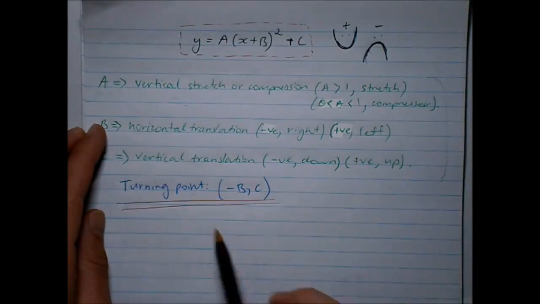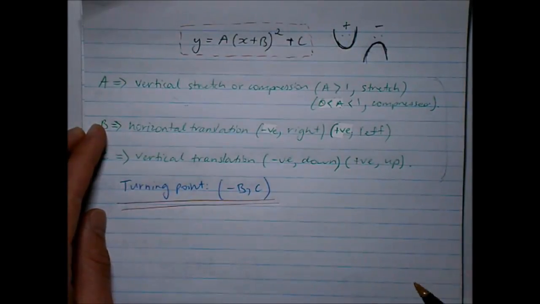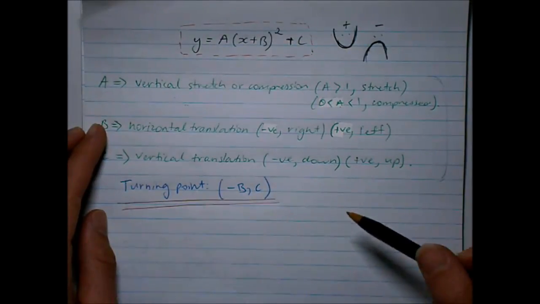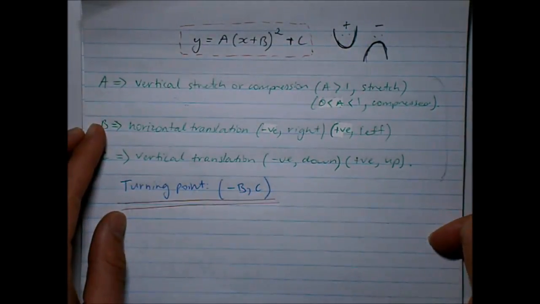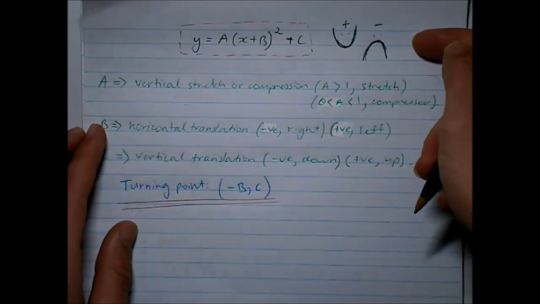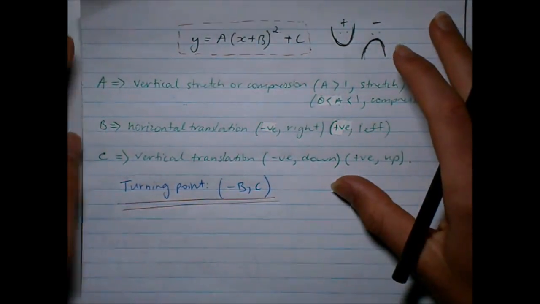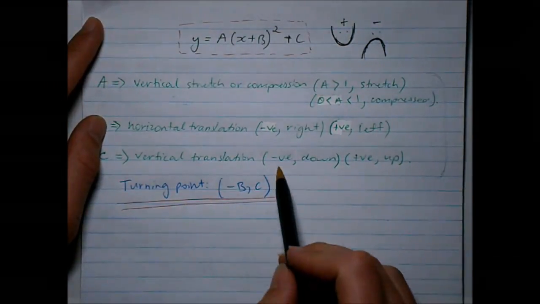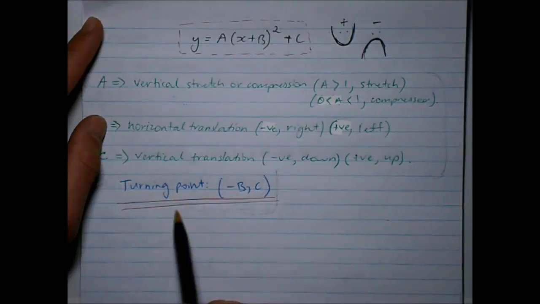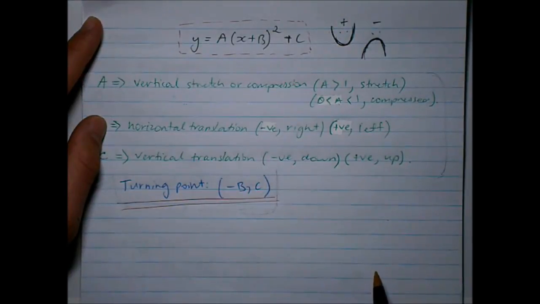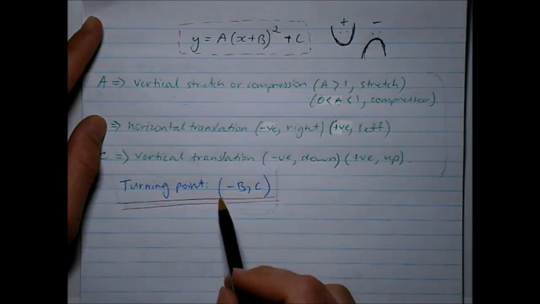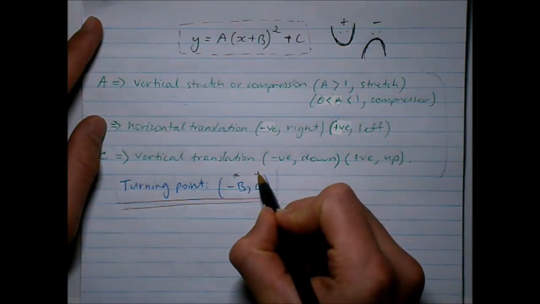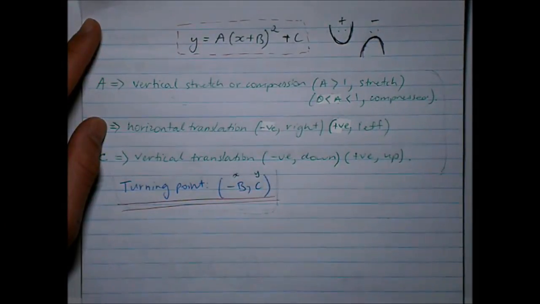Thirdly, c is our vertical translation, and that tells us how far up or down the graph we're going to move. If c is negative, we'll move the graph down, but if it's positive, we'll move it upwards. And probably the coolest thing about this form is that we can straight away extract the coordinate of our turning point, and it's located at (negative b, c), where that is the x coordinate and that is the y coordinate. Alright, so that's all we need to know.